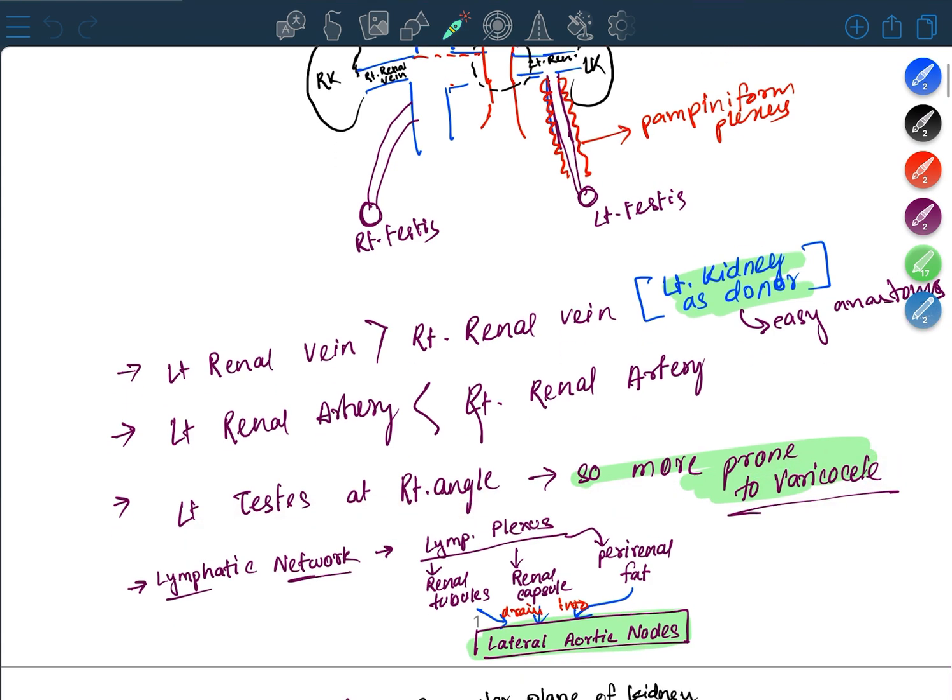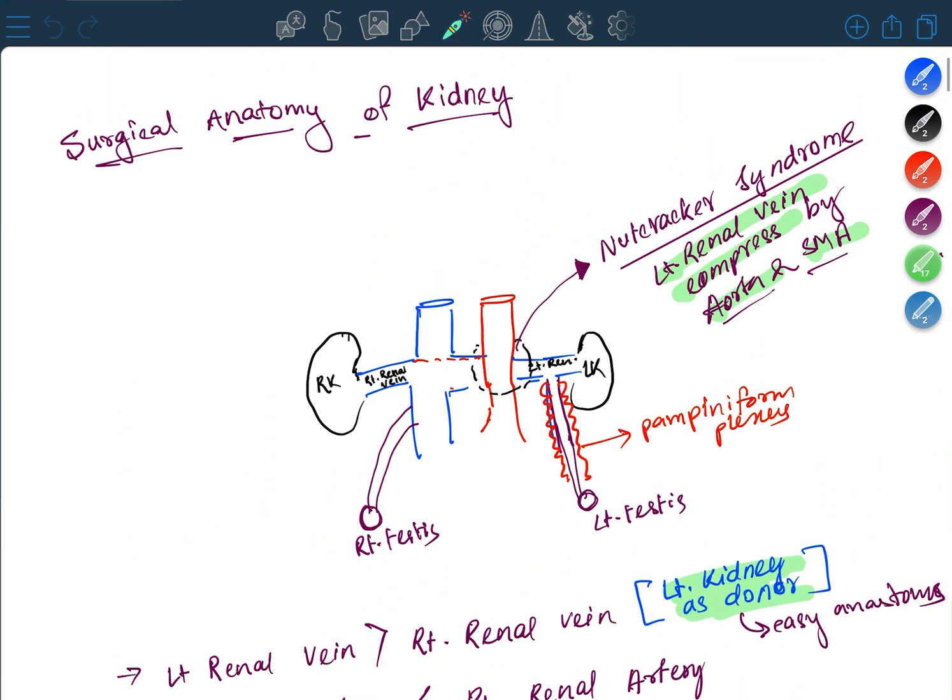Done. Now see, the lymphatic networks of the kidney. And one more thing. See, in this place, nutcracker syndrome is observed. What is it? The left renal vein is compressed by the aorta and superior mesenteric artery. So see, the right renal vein goes up like this, and this is the left renal vein which is going up. As the aorta is in front, it sometimes may get compressed. The left renal vein may get compressed, which leads to nutcracker syndrome.